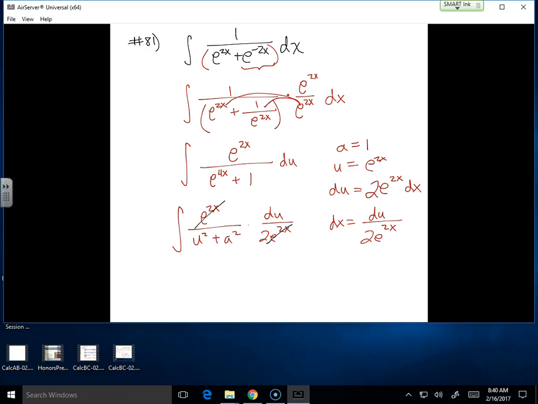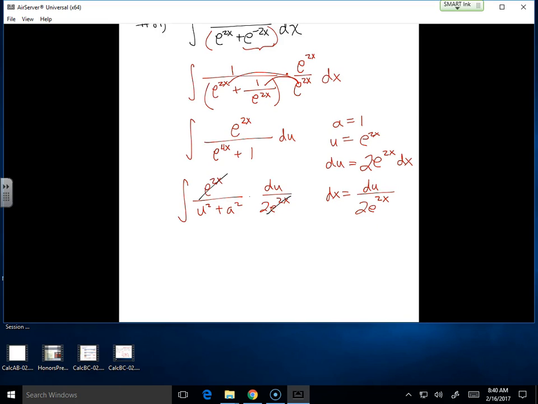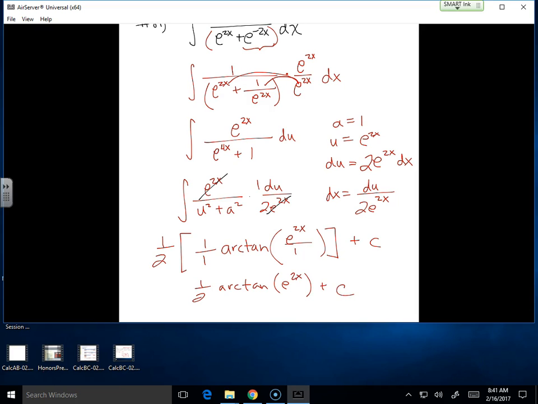Calculator. It happens all the time. What do we do with that over 2? Pull it out. When I pull it out, guess what's going to happen? I just have arctan, right? So I can go ahead and say 1 over a, because arctan does that, times arctan, or tangent inverse, they're the same thing, of u over a. So 1 half arctan of e to the 2x plus C.